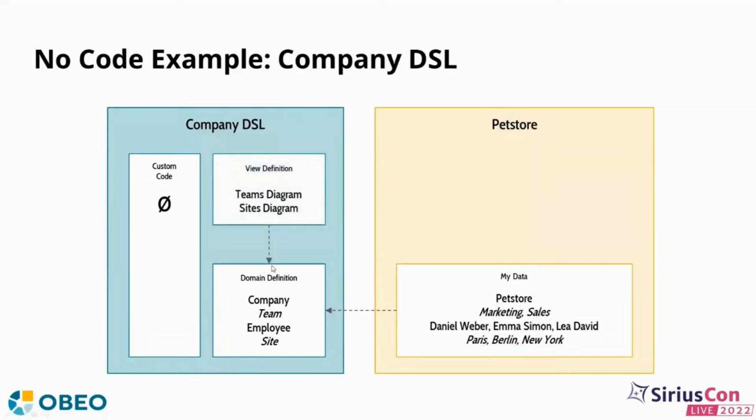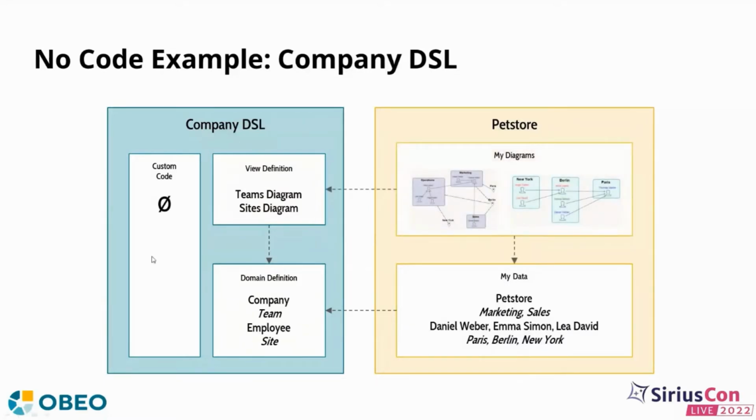And on top of this domain definition, I will create two definitions of diagrams. Teams diagram, which represents the employees inside their team, and site diagram, which represents the employees inside their site. And once the view definition has been defined on top of this domain definition, I will be able to instantiate these diagrams with my data and create the two former diagrams that I've shown just previously. And I can do this with any other company as I need.